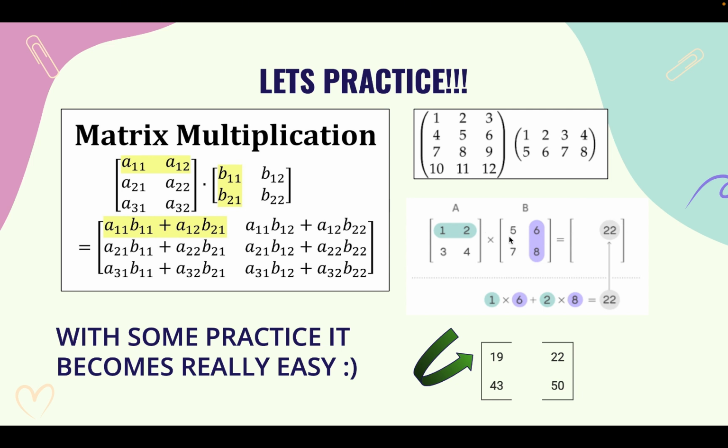And we can do this with the first example. So let's say we take this area, we would do 1 times 5, which is equal to 5, plus 2 times 7, which is 14. So we would have 5 plus 14, which gives us 19. And like I mentioned before, with some practice, it becomes really easy. In the beginning, it can be quite confusing, but the more you do them and the more you try to process and understand these different matrices and how to multiply them, the easier it gets.